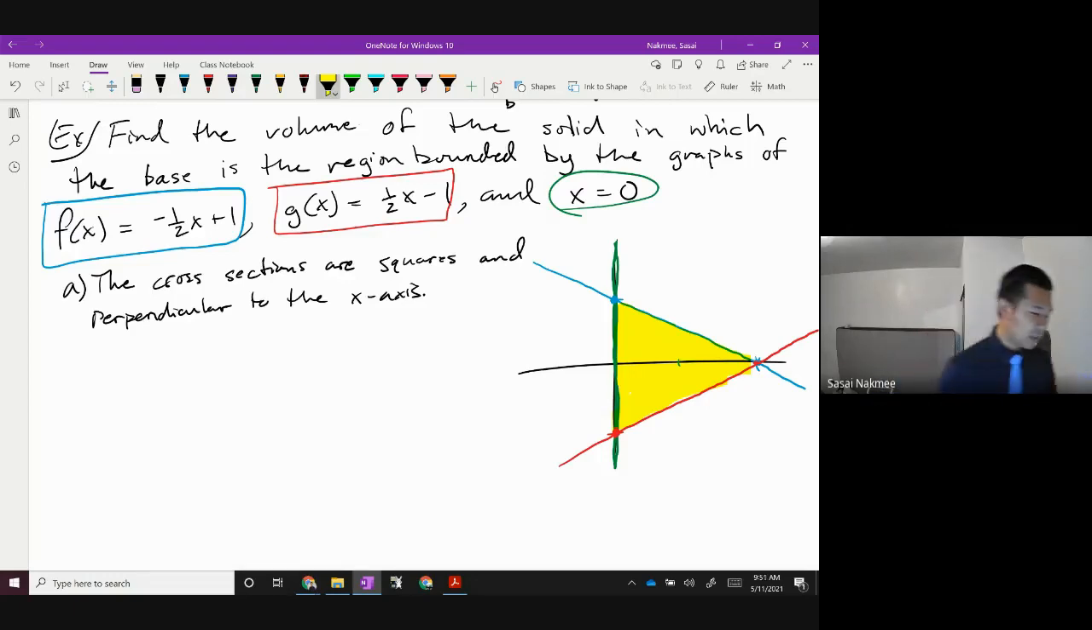And the cross sections of the squares are perpendicular to the x-axis, which means if I were to draw this square, I'm not drawing it this way, right? That way would be perpendicular to the y-axis. These squares are perpendicular to the x-axis, so it would be a square that has this right here. Let's not do this in blue because I'm already drawing in blue. So let's go with purple. It would be this right here.